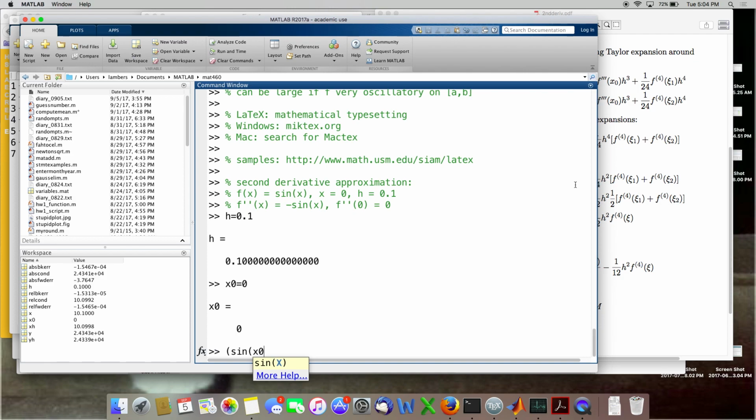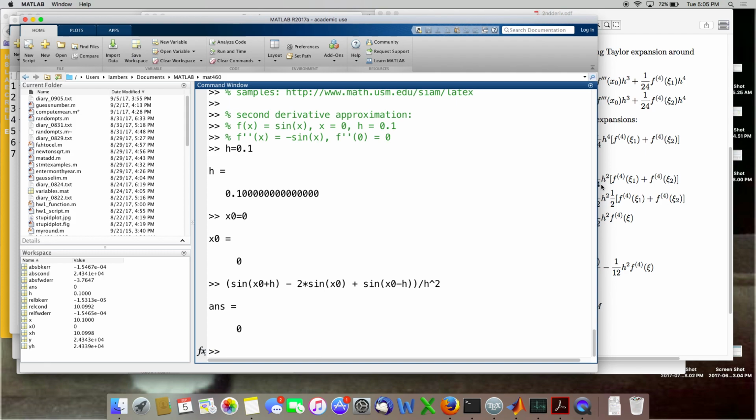Someone tells me I'm going to regret this, but we'll see. Oh, I shouldn't have picked that one. I get some symmetry and it cancels things out. I'm going to choose a different x naught. Let's say pi over 4.